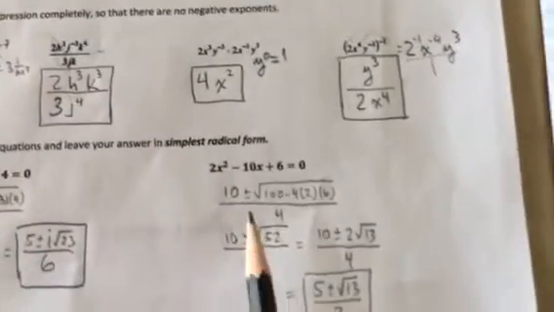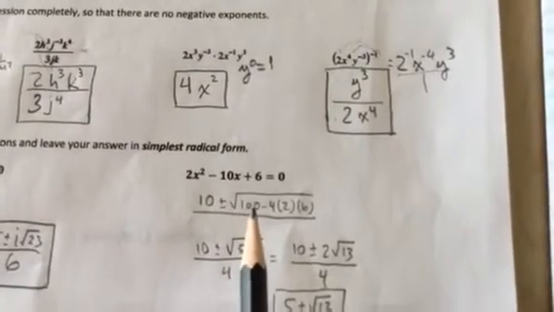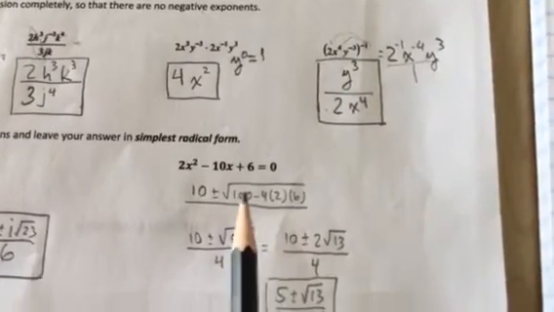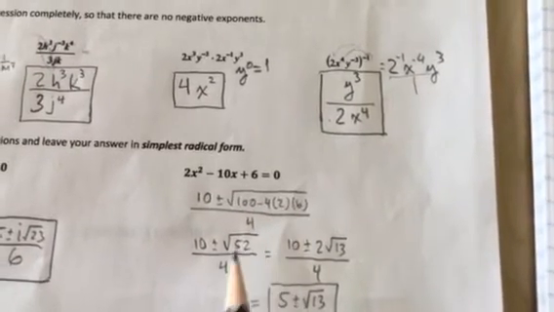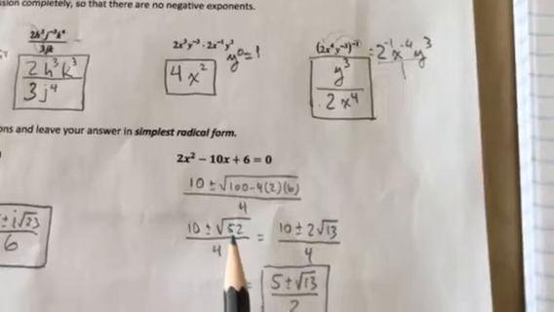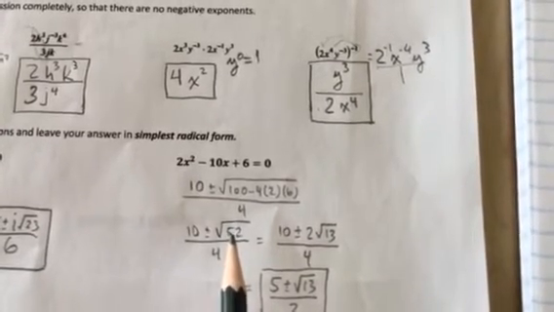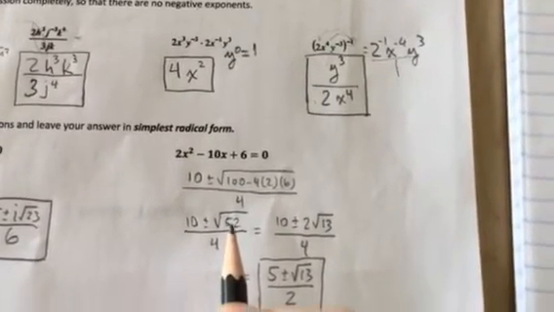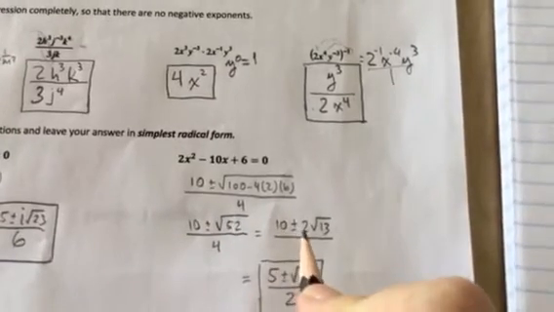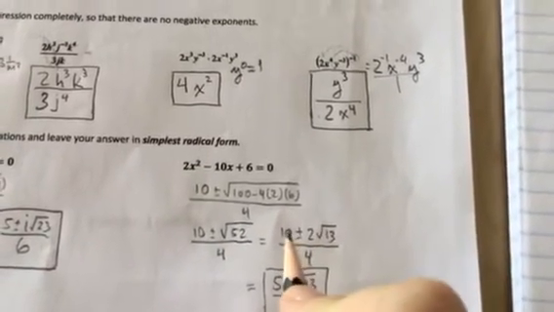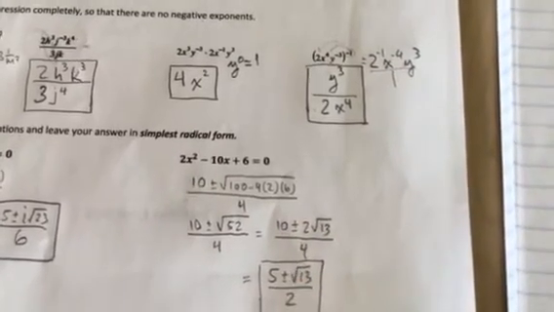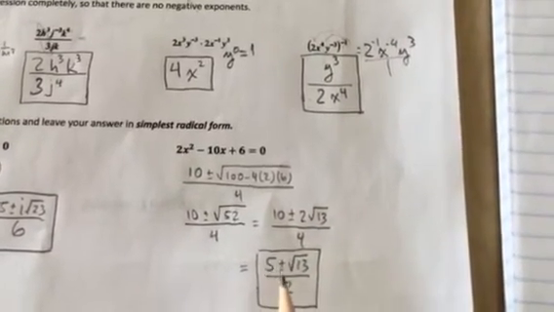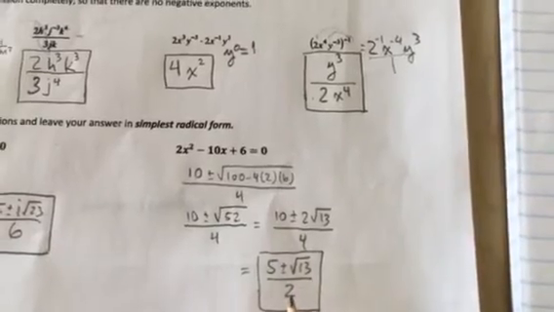This one has a little bit of simplification going on. So b squared minus 4ac, that's 100 minus 4 times 2 times 6. That's 100 minus 48, which is 52. And 52 is 4 times 13. So the square root of 52 breaks down to 2 root 13. Well, I got a 10 and a 2 and a 4, all even numbers right there, so I'm going to reduce all of those by a factor of 2. And so I end up with 5 plus or minus the square root of 13 over 2.